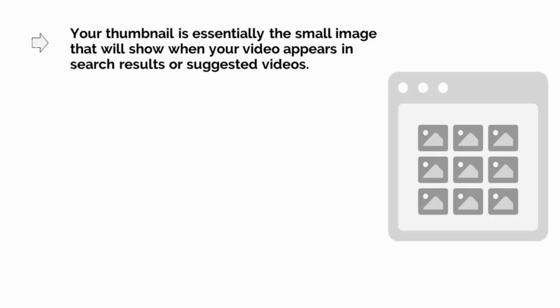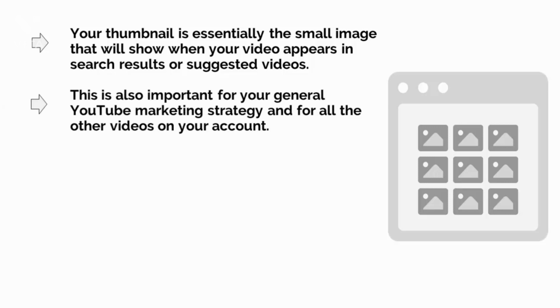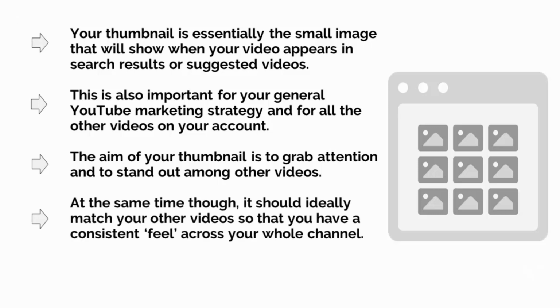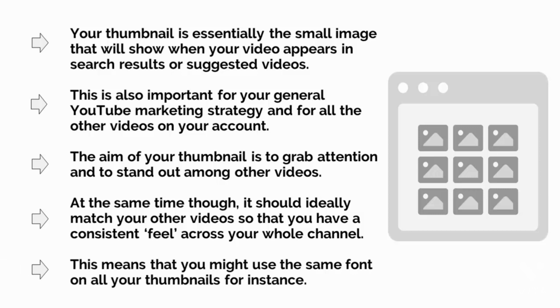Your thumbnail is another highly crucial element of your campaigns, and especially when it comes to in-search ads. Your thumbnail is essentially the small image that will show when your video appears in search results or suggested videos. This is also important for your general YouTube marketing strategy and for all the other videos on your account. The aim of your thumbnail is to grab attention and to stand out amongst the other videos. At the same time, though, it should ideally match your other videos so that you have a consistent feel across your whole channel. This means that you might use the same font on all your thumbnails, for example.